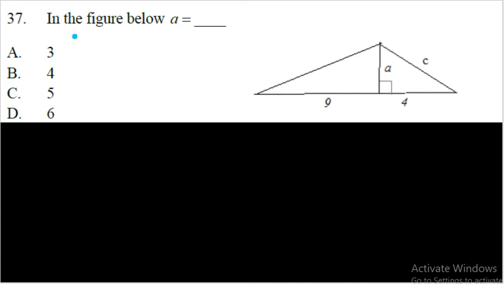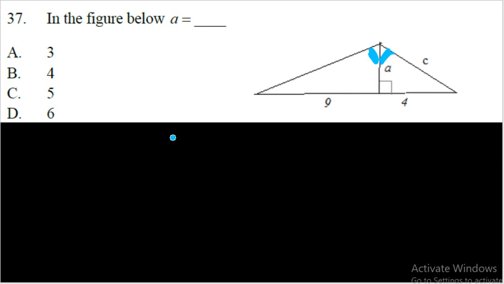It says, in the figure below, A is equal to what? We are asked to find A. First of all, in this question there is something missing. This is necessarily a 90 degree angle. This must be 90 degrees.